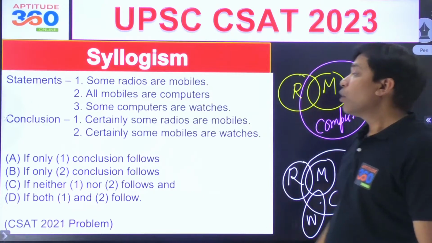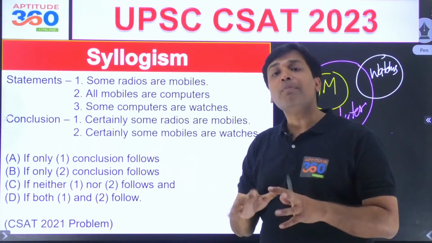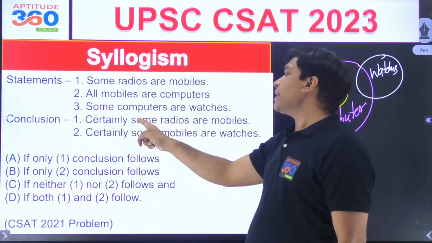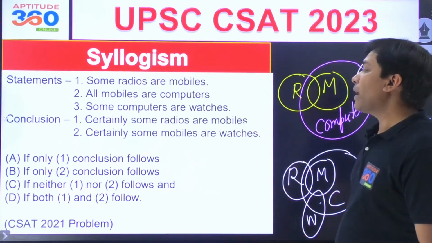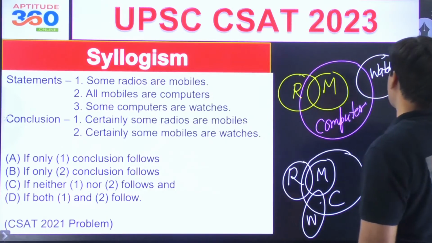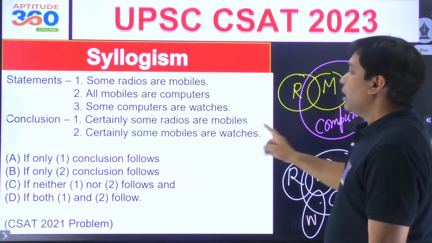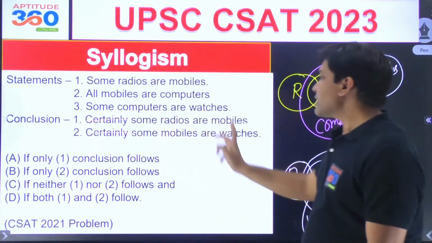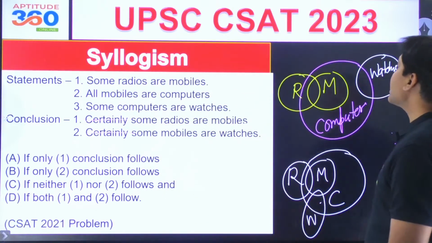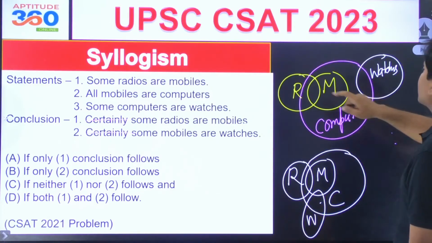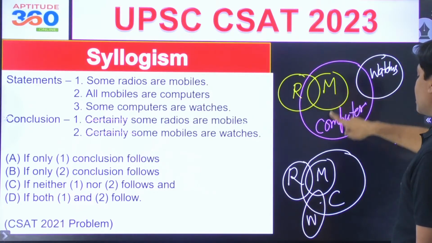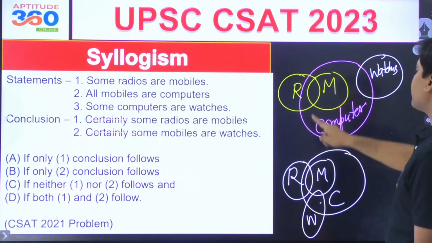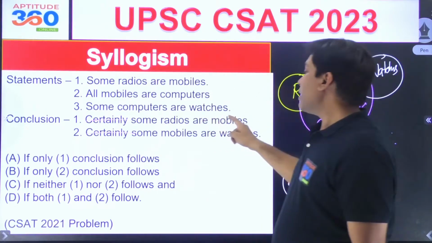Now what is the conclusion? Certainly, यानी certainly का मतलब absolutely, correctly, हर जगह पे ये सही होगा. Some radios are mobile. Certainly ना भी लिखता फिर भी मेरा काम चलता. ये लिख के हमारे को सिर्फ यहाँ पे कंफ्यूज किया हुआ है. Some radios are mobiles. Is it true always? Some radios are mobiles हर जगह पे. तो ये वाला तो सही हो गया.